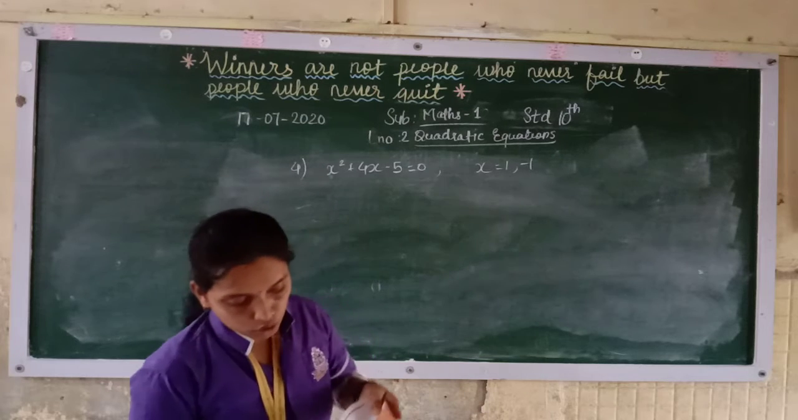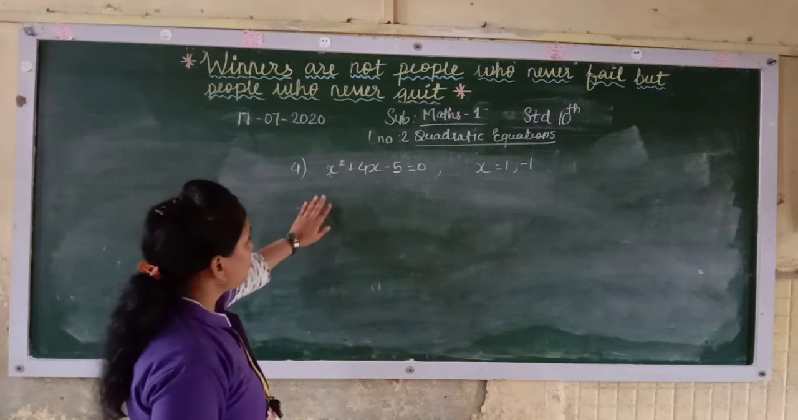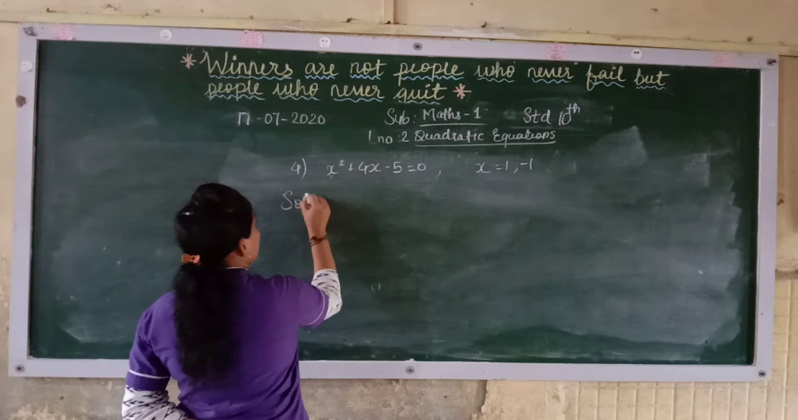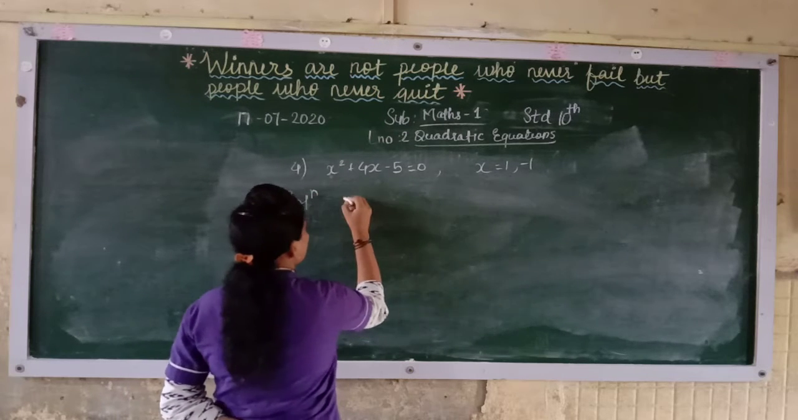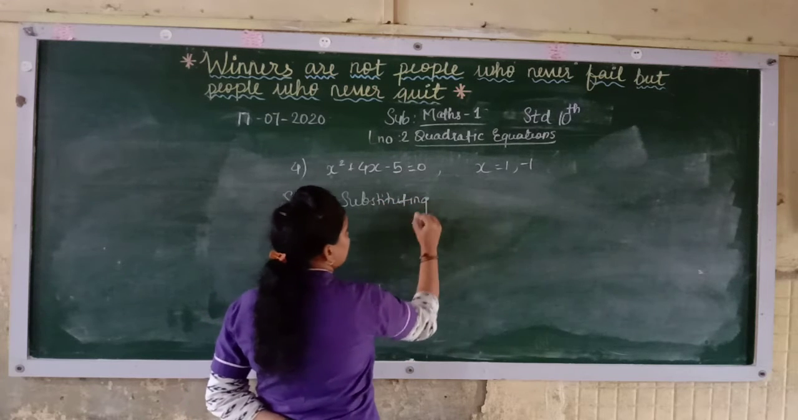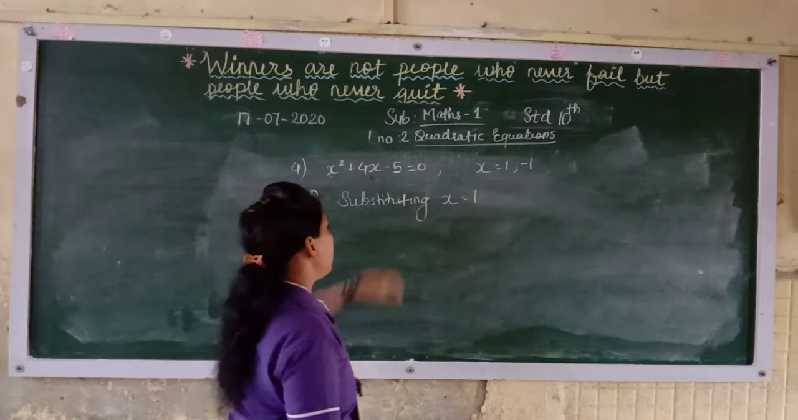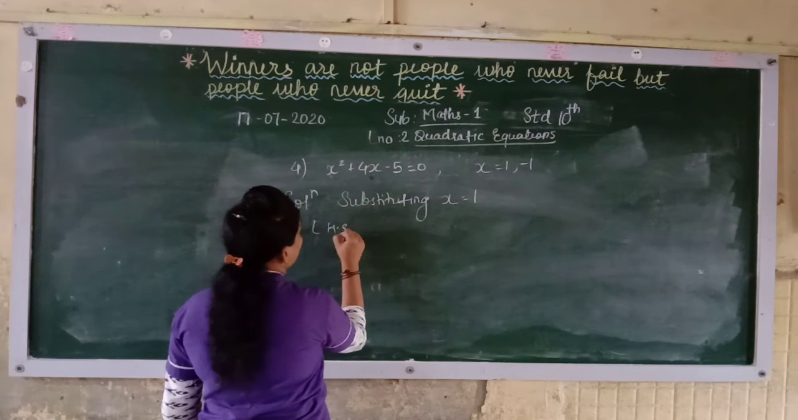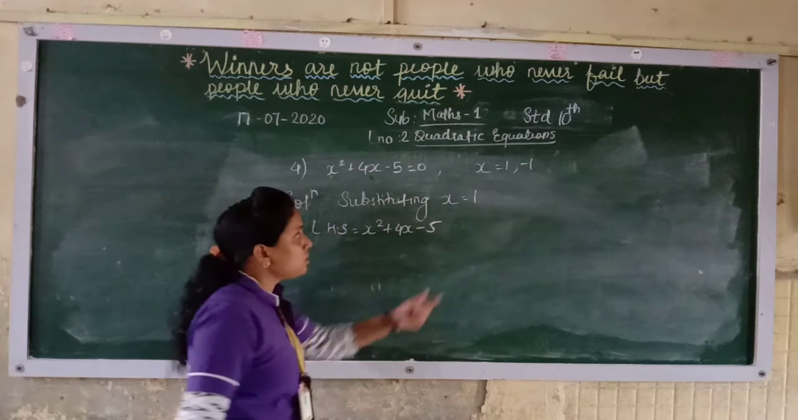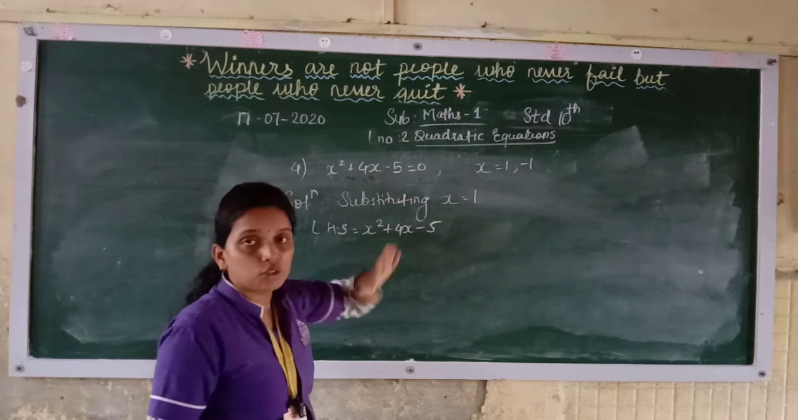So if it is the roots of the equation, it will satisfy the equation. So here first you will take x is equal to 1, when you are substituting x is equal to 1. That time, take the left hand side. Now what is the left hand side over here? x square plus 4x minus 5. This root should satisfy the equation. Means if you put the value in this, both the sides should come equal.